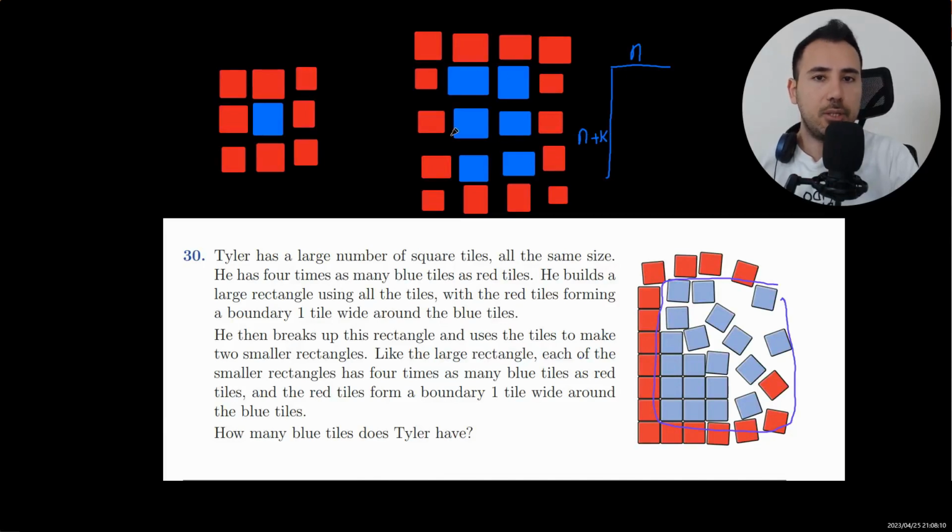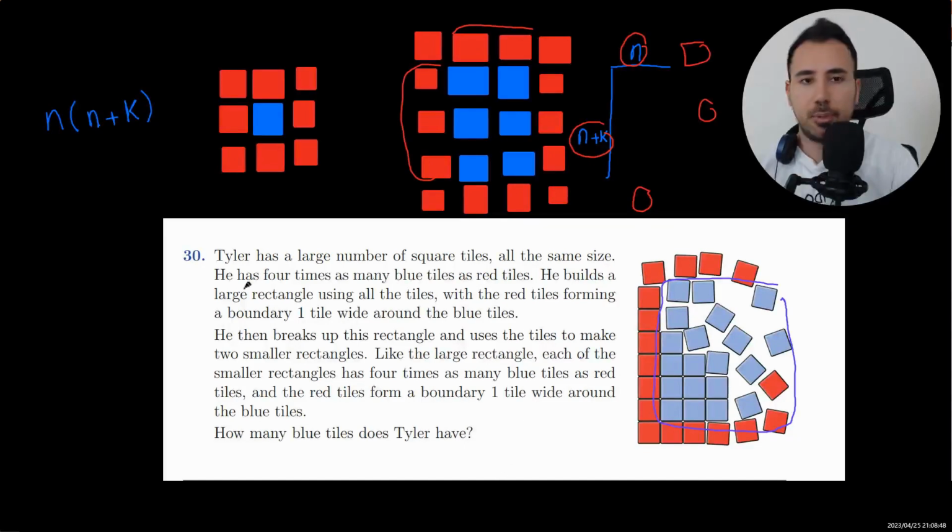So right now, how do we find the number of blues? Multiplying 2 by 3, right? So the number of blues will be n times n plus k. Now, how about the number of reds? It would be this n, which would be this 2, plus this 3, which would be n plus k. And we're going to have 2 of these plus 4 for the corners.